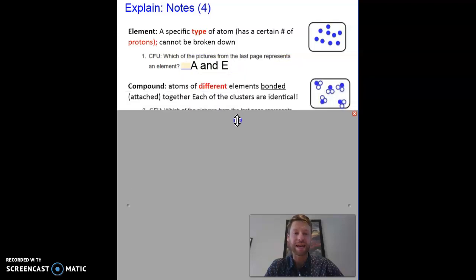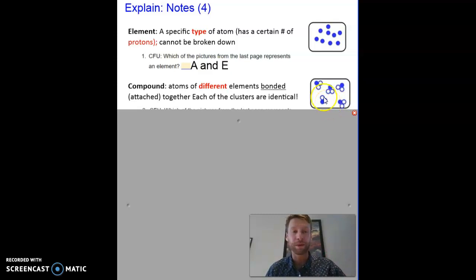Second definition is a compound. A compound is atoms of 2 or more different elements bonded, which means attached physically together. An easy way to identify if a model represents a compound is to look at each cluster. So for example, over here, we have one shaded in blue circle attached to 2 unshaded in blue circles. Now notice each of these clusters have the exact same composition. They all have one shaded in blue circle attached to two unshaded in blue circles.